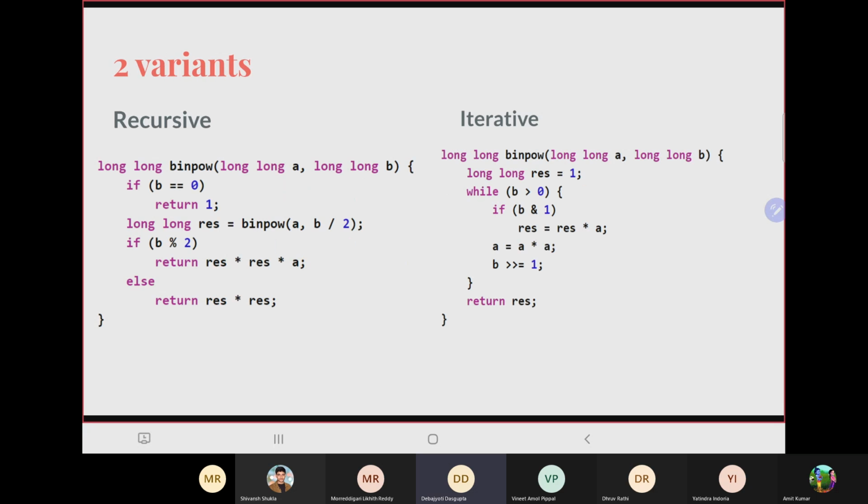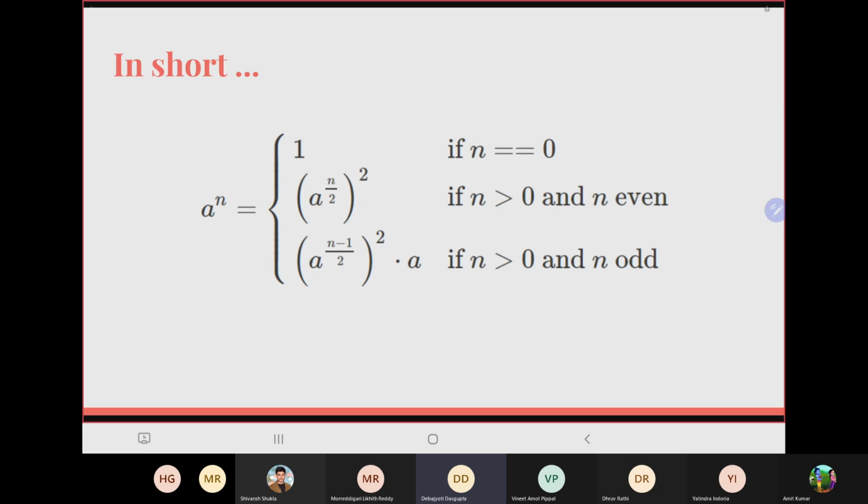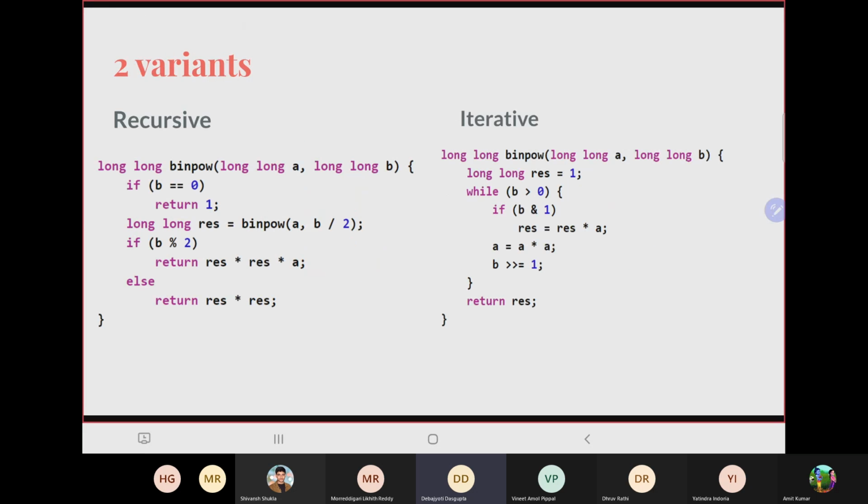Implementing this binary power has two approaches, the recursive approach and the iterative approach. You don't need to see the iterative approach now. The iterative approach is a bit faster, but I will explain the recursive approach since it is very intuitive from the definition. Let us compare it with the previous definition. What was our base case? The base case was n equals 0, then we return 1. So if b equals 0, where b is the power and we are finding a power b, we return 1.